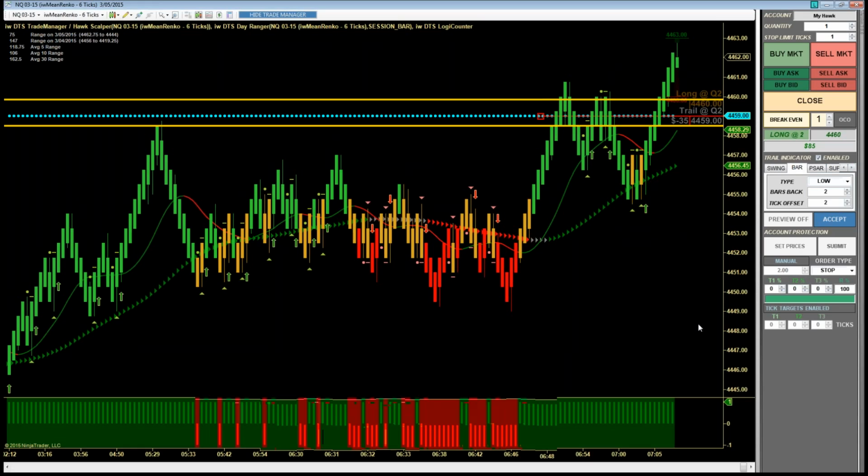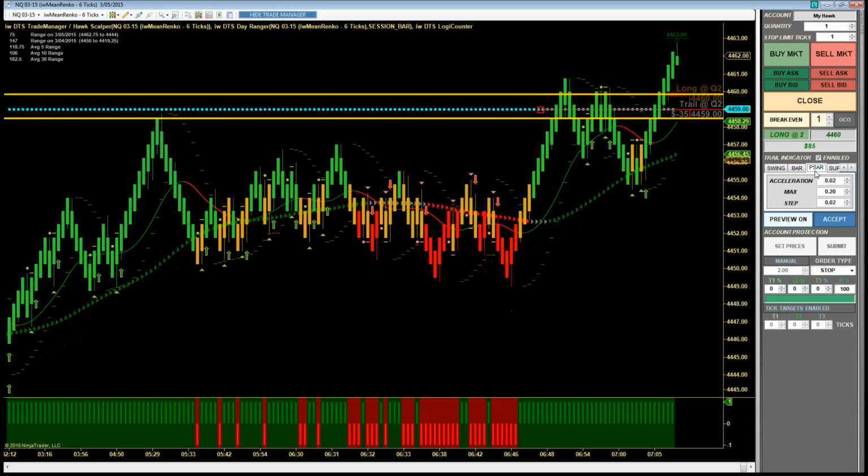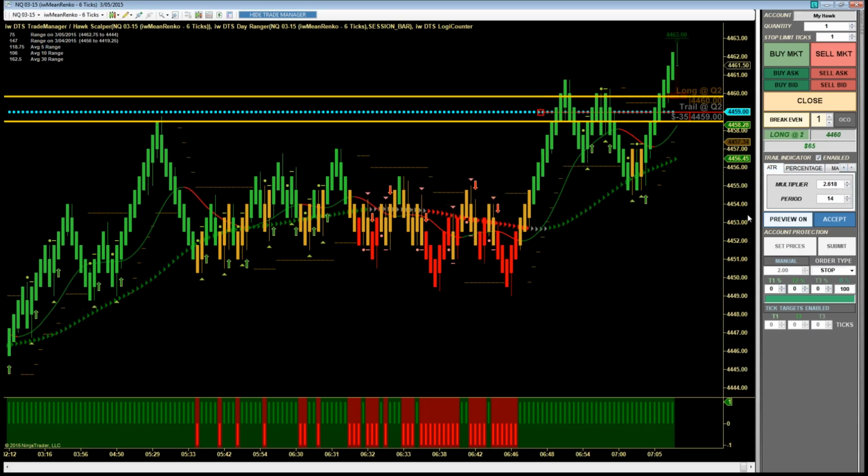All right, come on NQ, let's go. Parabolics are still way back there. ATR, a little bit better. I want to get my stop up. You know what? Why don't I just roll it? I will roll my stop right there. So now I'm break even on both trades.